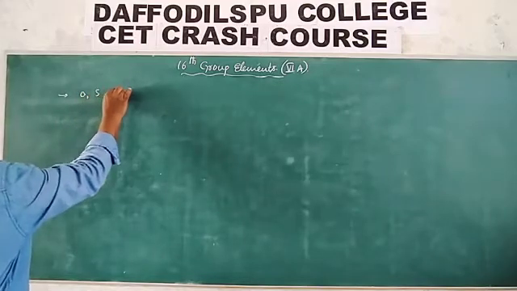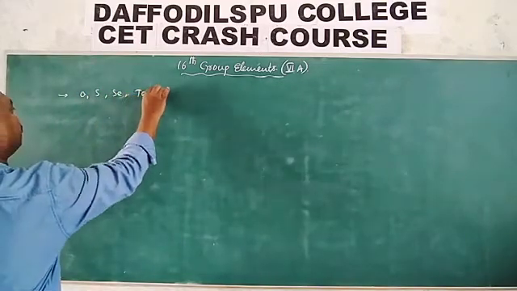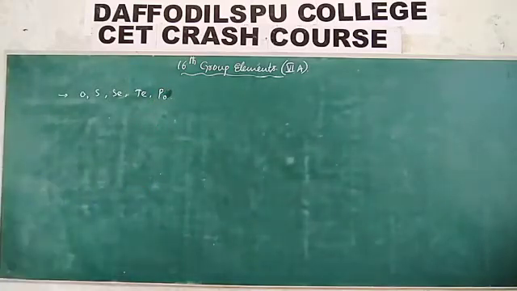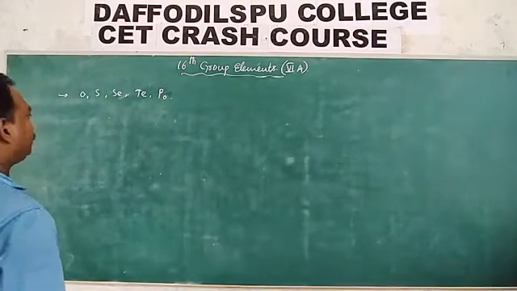Oxygen, sulfur, selenium, tellurium, polonium. These are the 16th group elements.